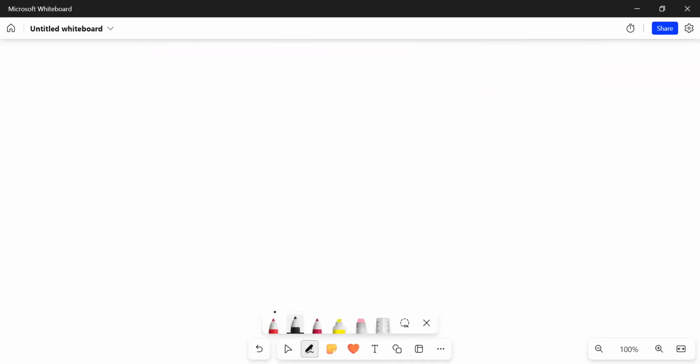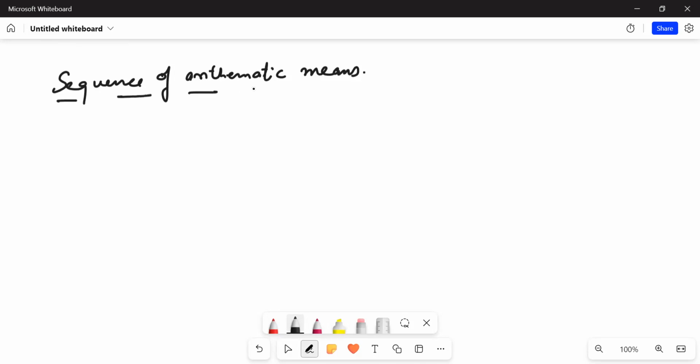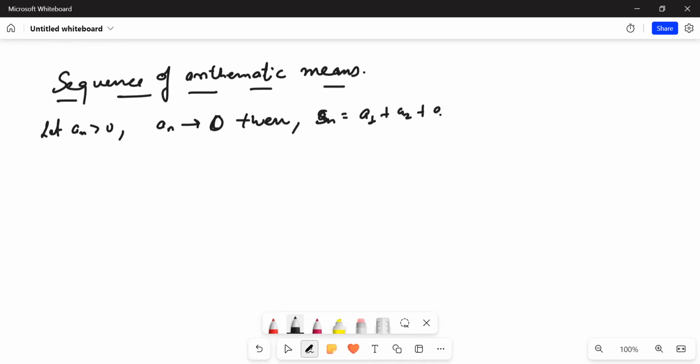I hope that is clear. Now let us consider an important topic, which is called the sequence of arithmetic means. It states that let an be positive, and an converges to, let's say, 0 first. Then Sn, given by a1 plus a2 plus a3 and so on up to an, upon n, this particular limit also converges to 0.